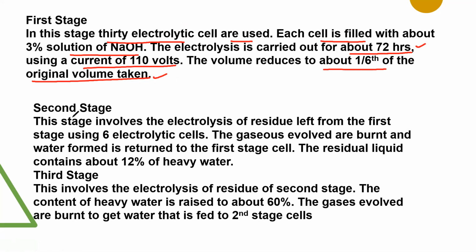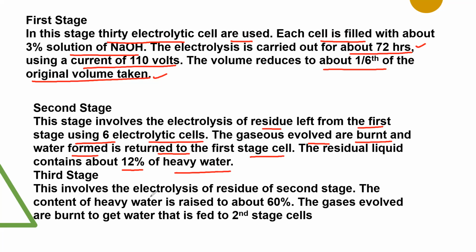Second stage. This stage involves the electrolysis of the residue left from the first stage using 6 electrolytic cells. The gases evolved are burnt and water is formed, which is returned to the first stage cells. The residual liquid contains about 12% of heavy water.